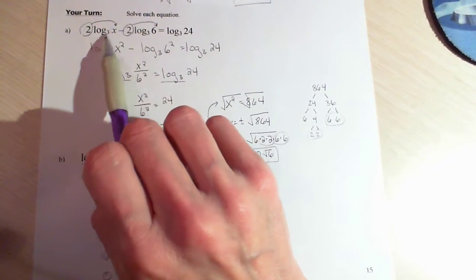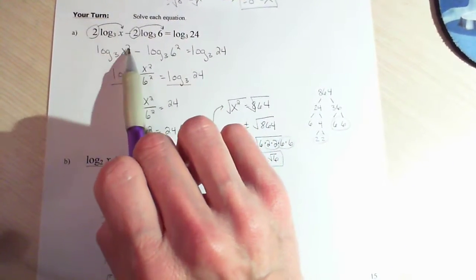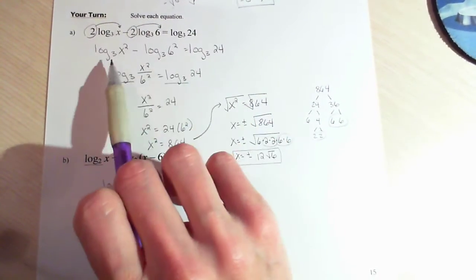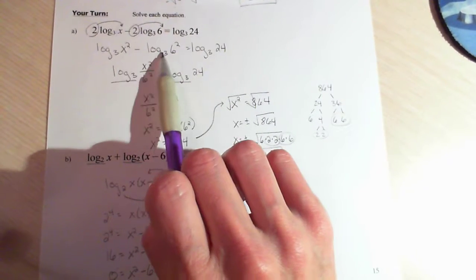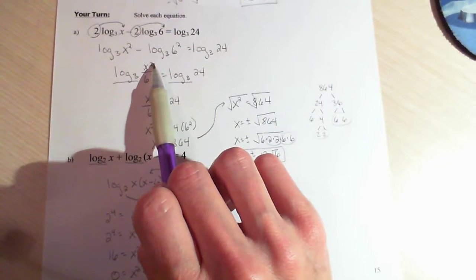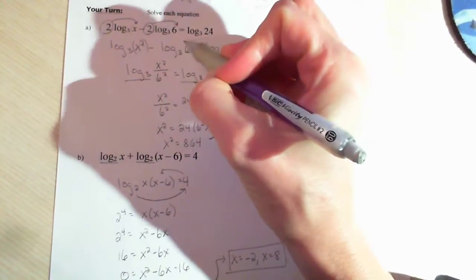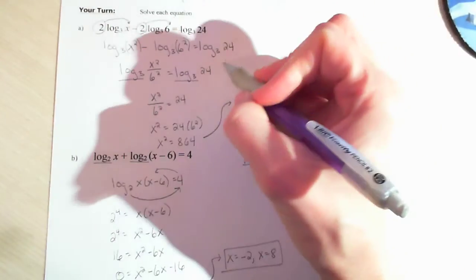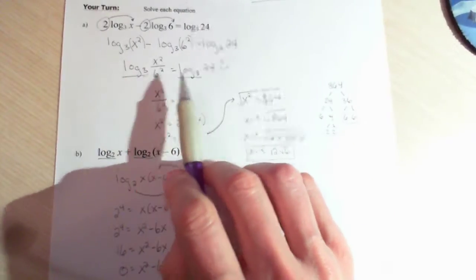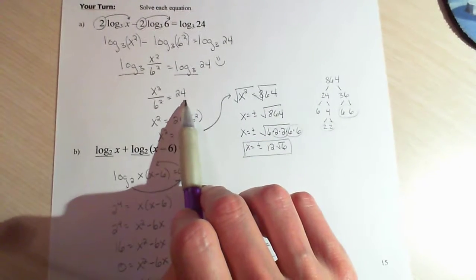When I see that 2 out in front of the log, that reminds me I have the power rule happening. So my first step was I put my 2 up here as a squared and here as a squared. So now I'm here, and when I see the subtraction, I know I can combine those into a single log and make it x squared over 6 squared, right? These are what I'm taking the log of. And now here I have log on both sides with the equal sign in the middle. That makes me happy. I can ignore the logs and set my x squared over 6 squared equal to 24.